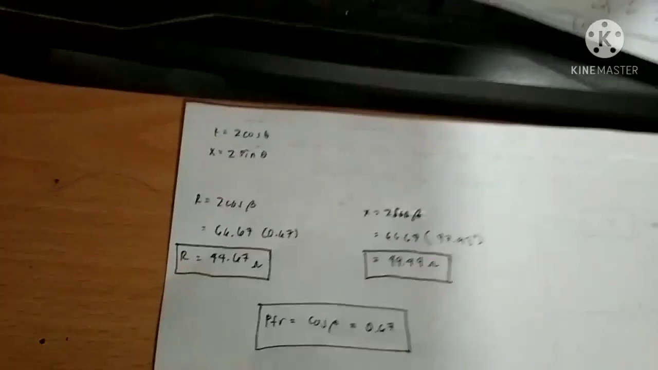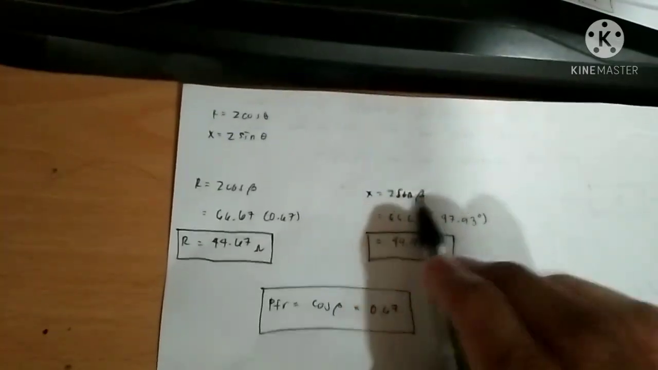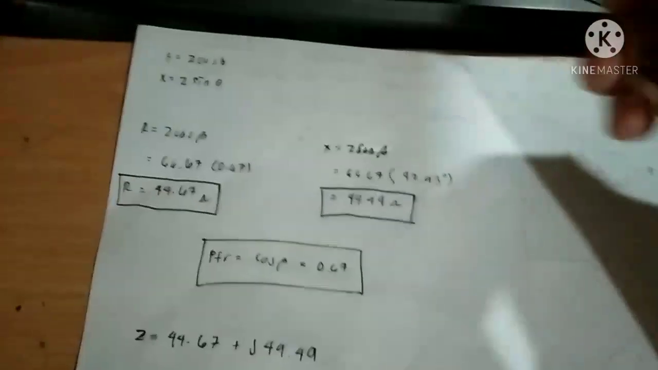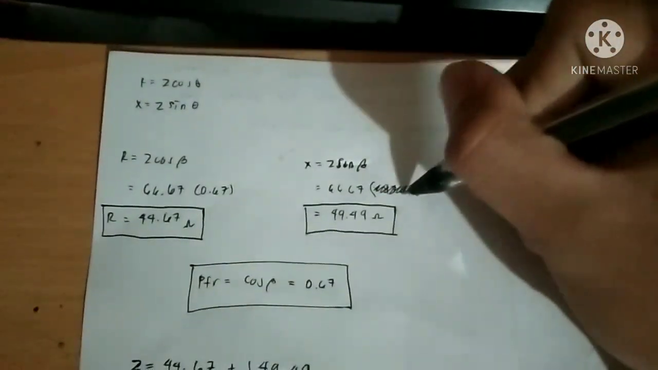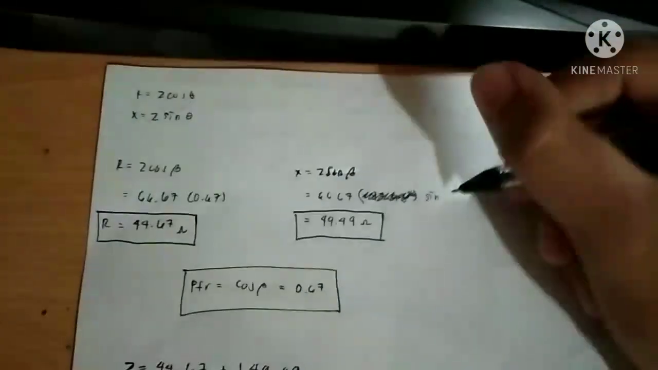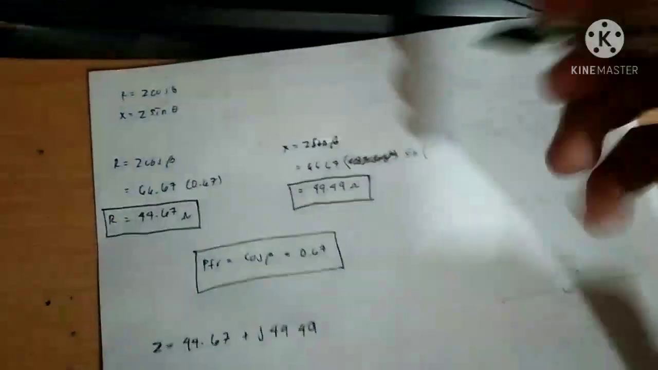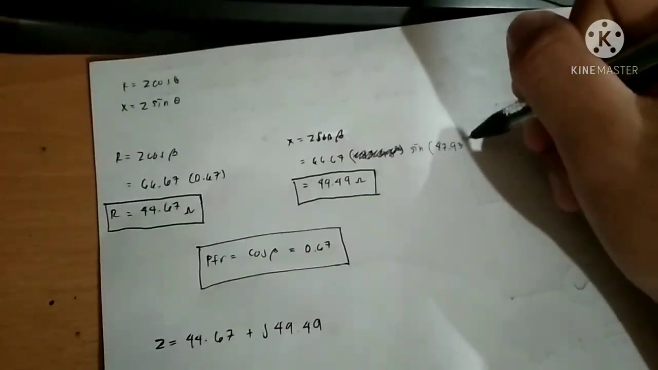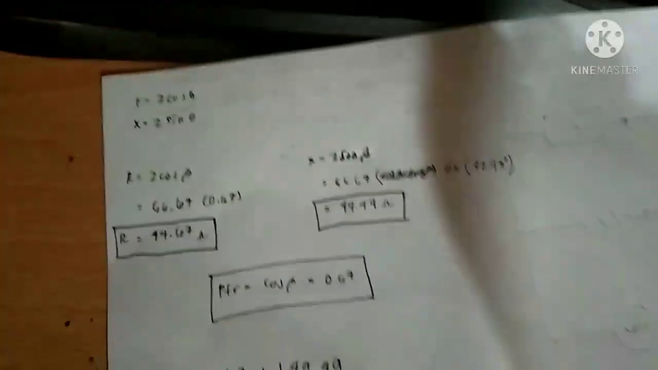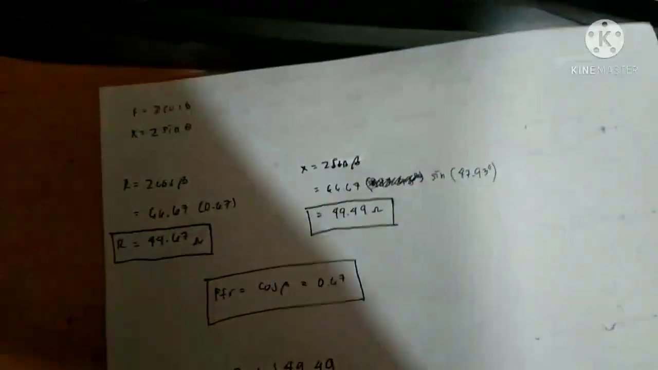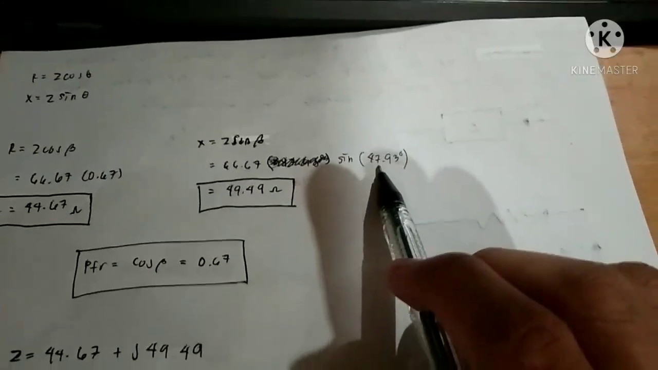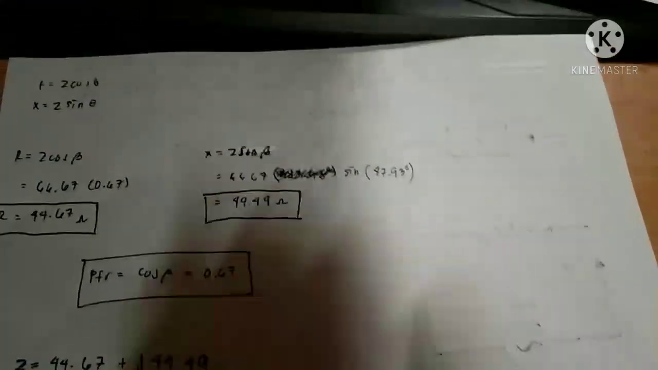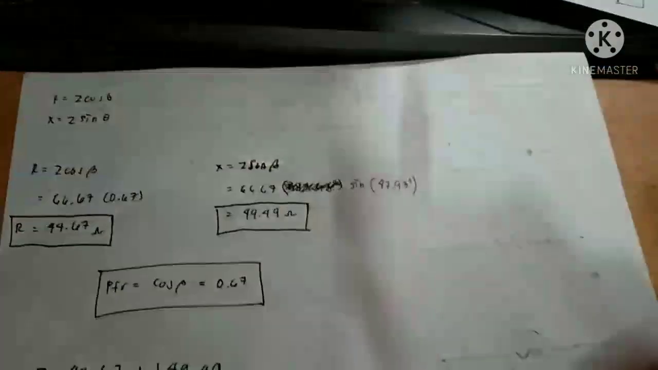So for the X, that will equate to Z sine beta. Oh, I am wrong. So that will equate to 66.67 times sine 47.93. If you use your calculator, 66.67 times sine 47.93 is equivalent to 49.49. I just forgot to write the sine in my rewrite.